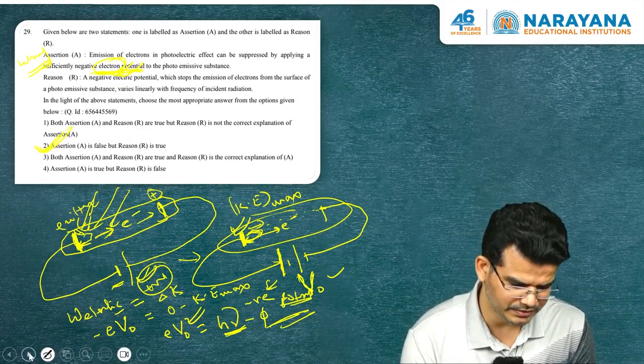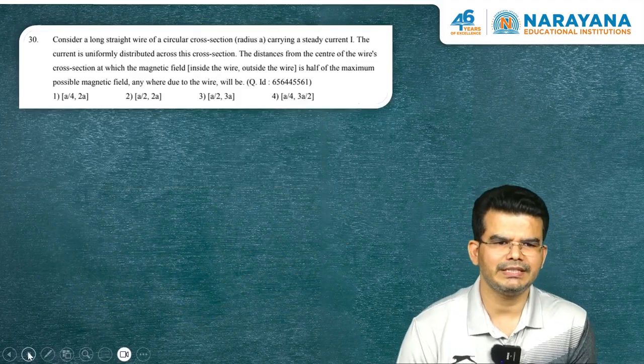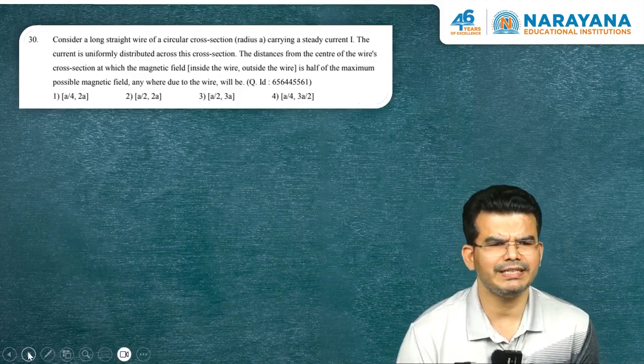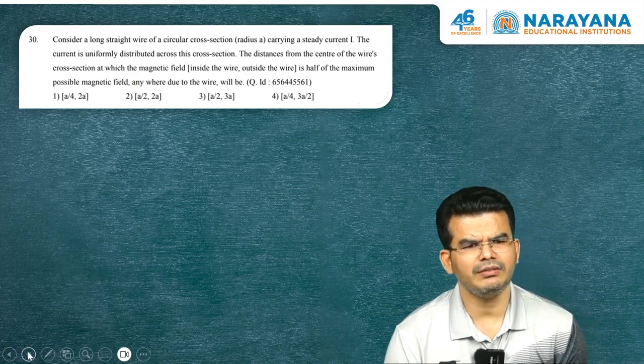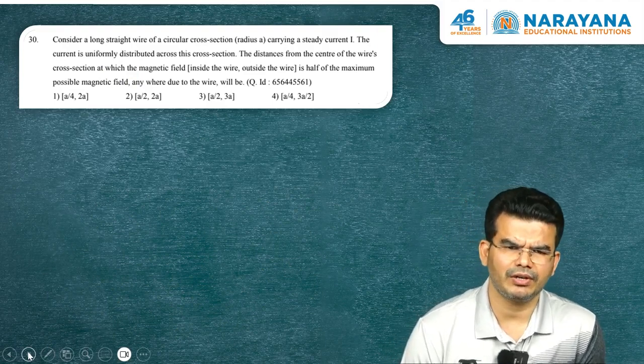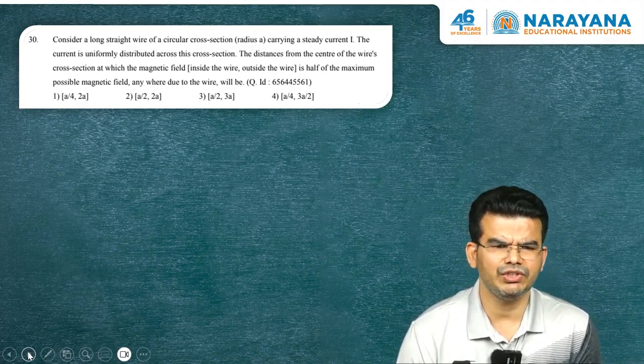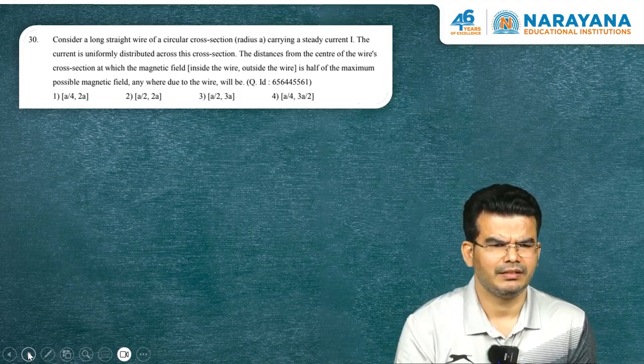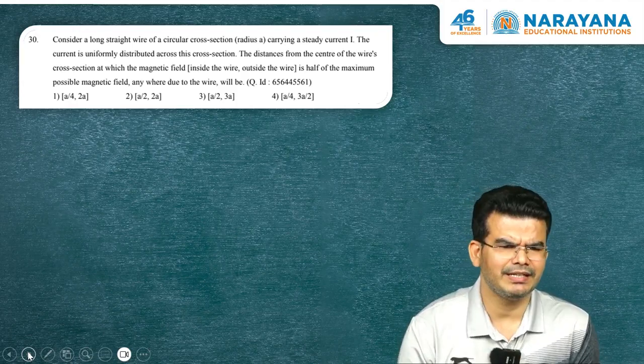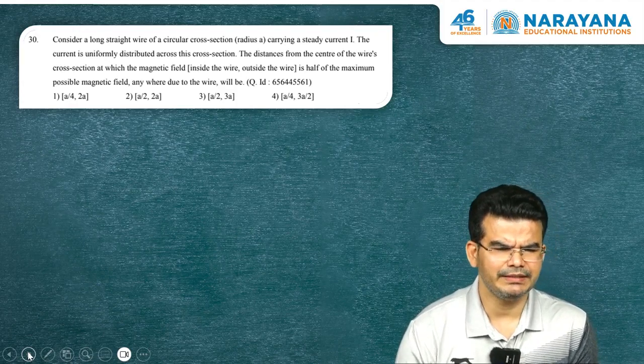Okay, fine. Let us move to the next one. Next question, again a very simple question. What are they saying? Consider a long straight wire of circular cross section, radius a, carrying a steady current I. The current is uniformly distributed across the cross section. So, you have seen a pipe, which is a solid conductor.